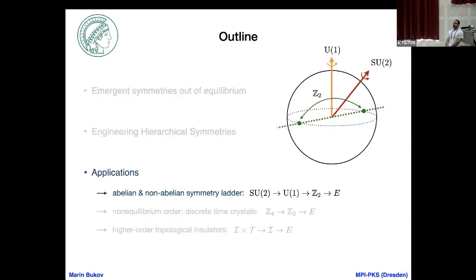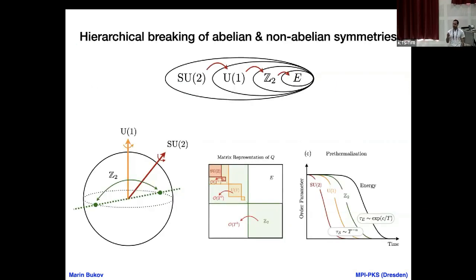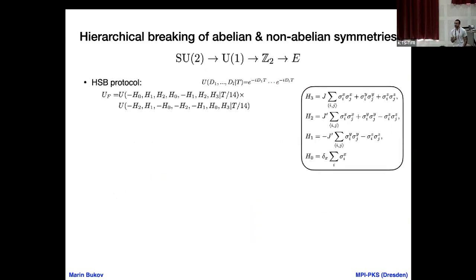Okay, now let me take you through a couple of applications, because so far this was just some dry theory. I want to start with a symmetry ladder, SU2 to U1 to Z2 to the trivial group, and this symmetry ladder contains reductions between both abelian and non-abelian symmetries, and both continuous and discrete symmetries. So let's see how this looks in practice. Once again, I can consider a system with an SU2 symmetry to leading order, which gets broken to a U1 symmetry, which gets broken to a Z2 symmetry, which in the end gets broken altogether. So here is the protocol that does the job.